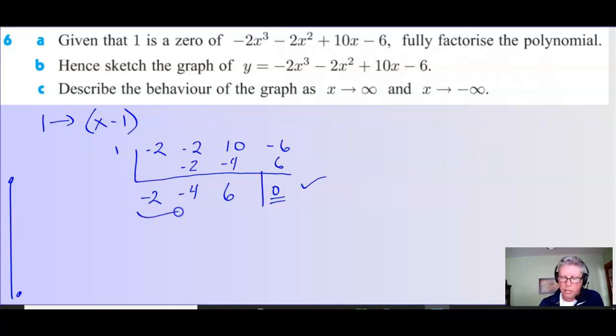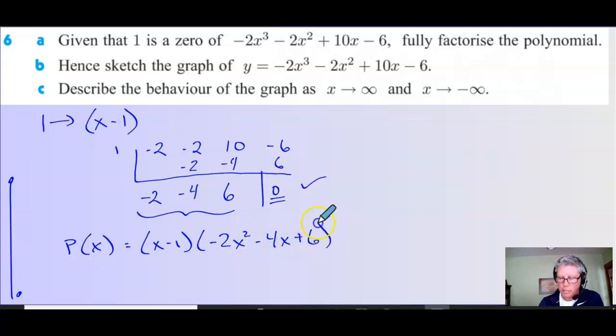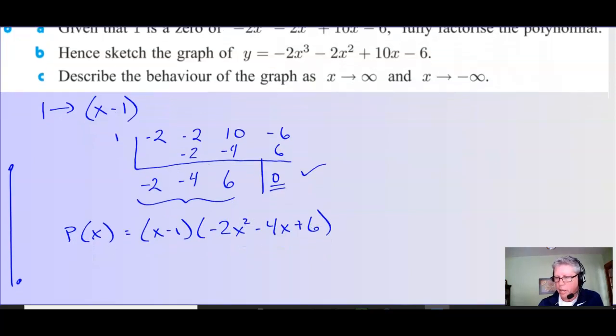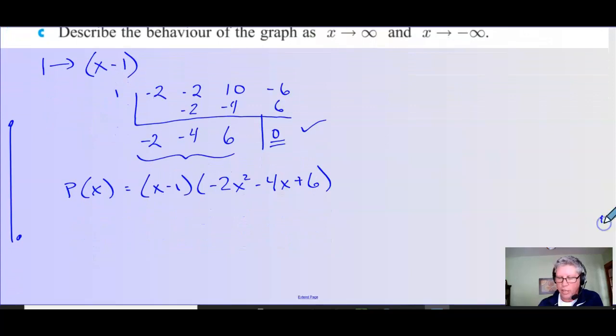So remember, this is the coefficients of our resulting polynomial. So p of x can now be written as x minus 1 times -2x squared minus 4x plus 6. Your job now is to deal with that quadratic. And man, I would pull out a -2.